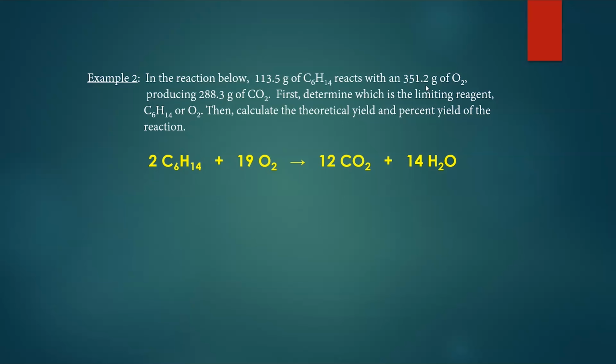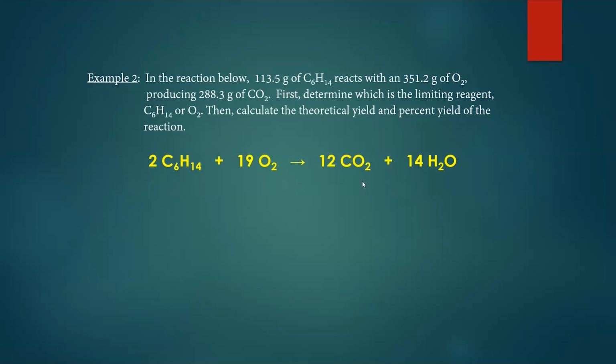The simplest way to do that is to simply start with each of these in a separate problem. So the first thing we'll do is figure out from 113.5 grams of hexane, how many grams of carbon dioxide could we get? Then we'll do a second calculation where we'll begin with our 351.2 grams of oxygen and figure out, in that case, how many grams of carbon dioxide we could get. Whichever one of those produces the smaller amount, that will be the limiting reagent. And that smaller amount will be our theoretical yield.